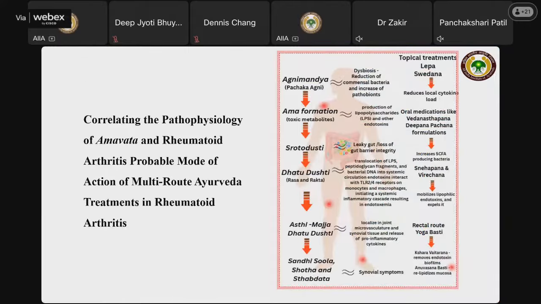This is a small chart wherein we tried to correlate the pathogenic activity, what would have happened, with the changes along with the microbiome, and the understanding of Ayurveda, the Ayurvedic principles through which a condition like Amavata, which we understand as rheumatoid arthritis, can be changed, and how these microbial changes are happening.